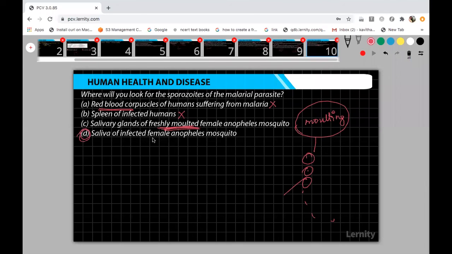Yes, it is correct. It will be present in the saliva of the infected mosquito because once the organism enters the mosquito, it reaches the gut. There it will undergo fertilization. Then it will change into an ookinete. From there it will be transported to the salivary gland and stored there, before the sporozoite is finally present in the saliva of the infected female Anopheles mosquito. D is the correct answer.